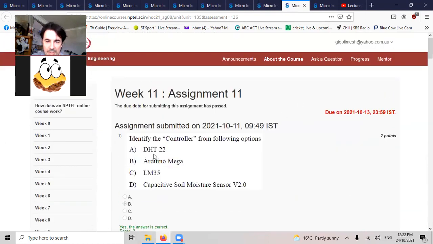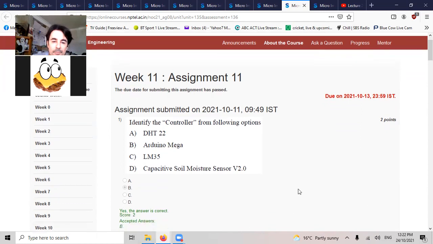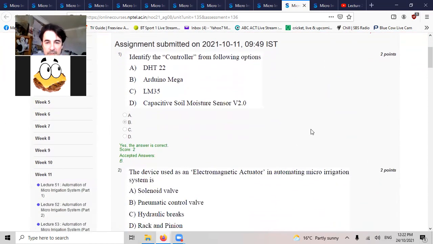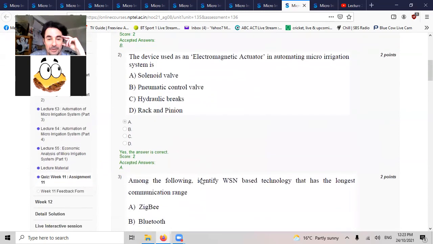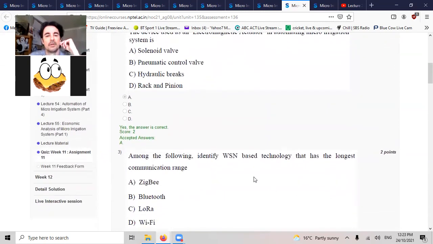Identify the controller from the following: DHT22, Arduino Mega, LM35, or capacitive soil moisture sensor. That's a sensor, it's not a controller. Arduino is the go. The device that uses electromagnetic actuator in automating micro irrigation systems is solenoid. That's pneumatic, and rack and pinion is ball joint. Among the following, identify WSN-based technology that has the longest communication range: Zigbee, Bluetooth, LoRa, or Wi-Fi. It's LoRa, long range.